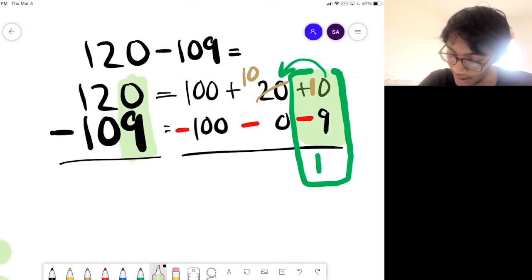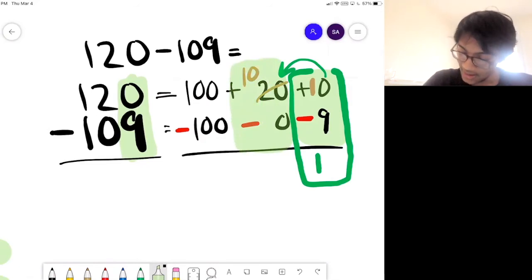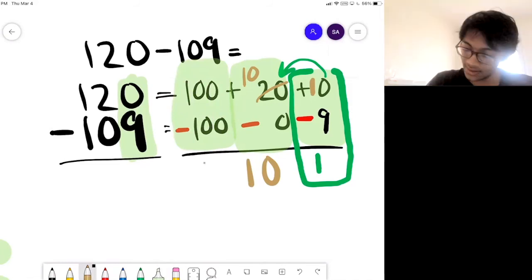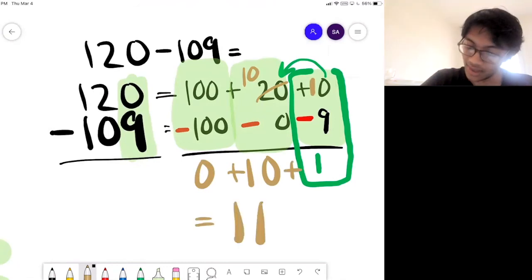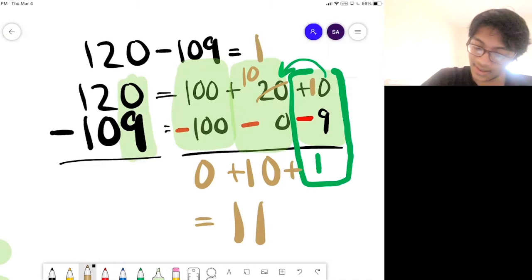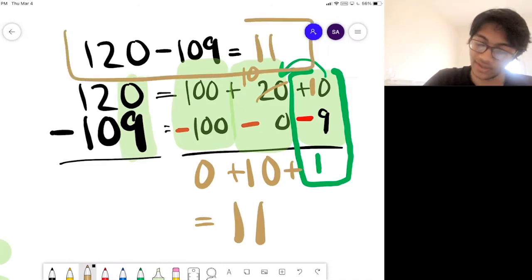My next column, I have 10 minus 0. What's 10 minus 0? 10 minus 0 is just 10. And my last column, I have 100 minus 100. That's just 0. So 0 plus 10 plus 1 is equal to 11. So 120 minus 109 is equal to 11.